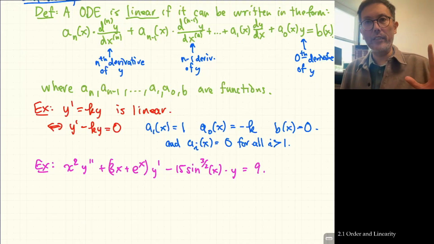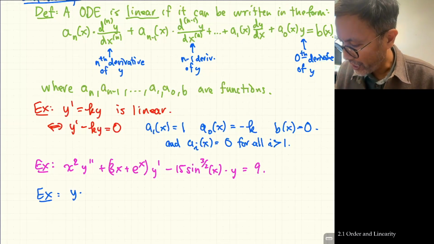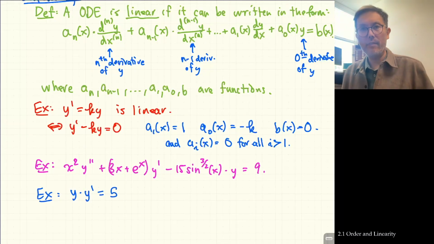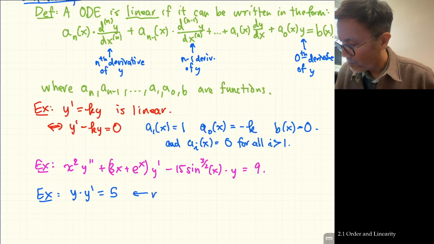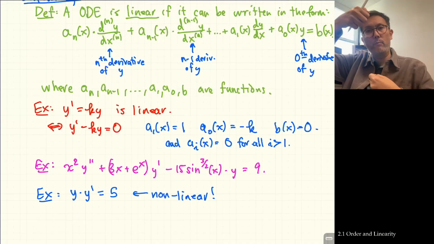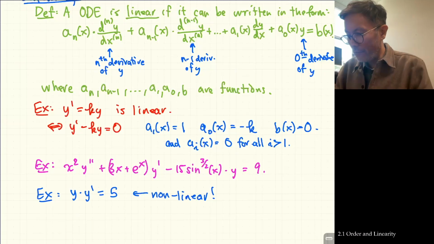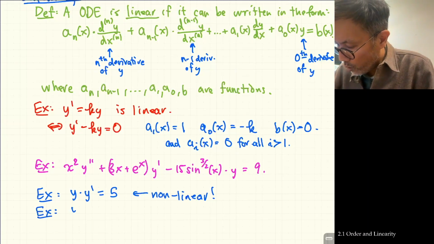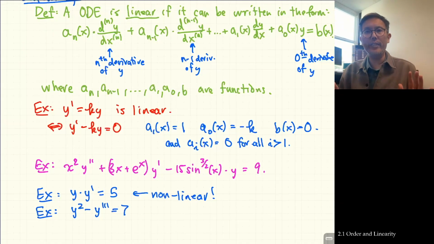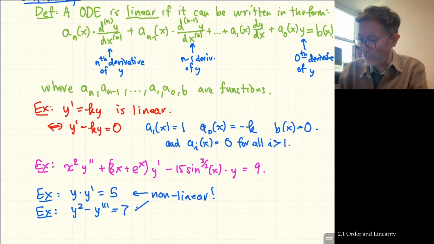Let me give you an example of a nonlinear equation. So let's say that we had an equation like y times y prime equals 5. Okay, this is nonlinear. And the reason is because in a single term, we have the y's being mixed with the y prime. Right, and that's a telltale signal that this is a nonlinear equation. Okay, if we had something like y squared minus y triple prime equals 7, this is nonlinear because you've got a power of y happening there. Okay, so this is again a nonlinear equation.